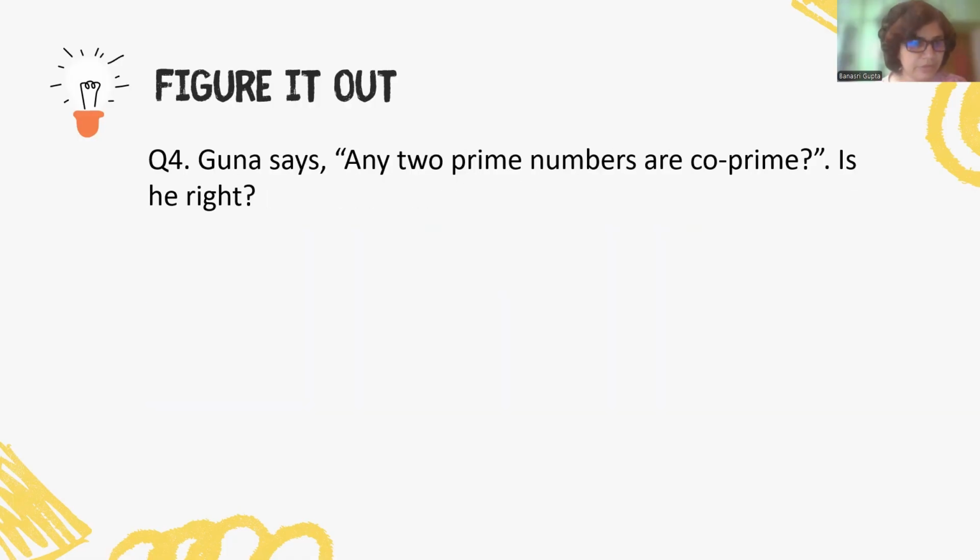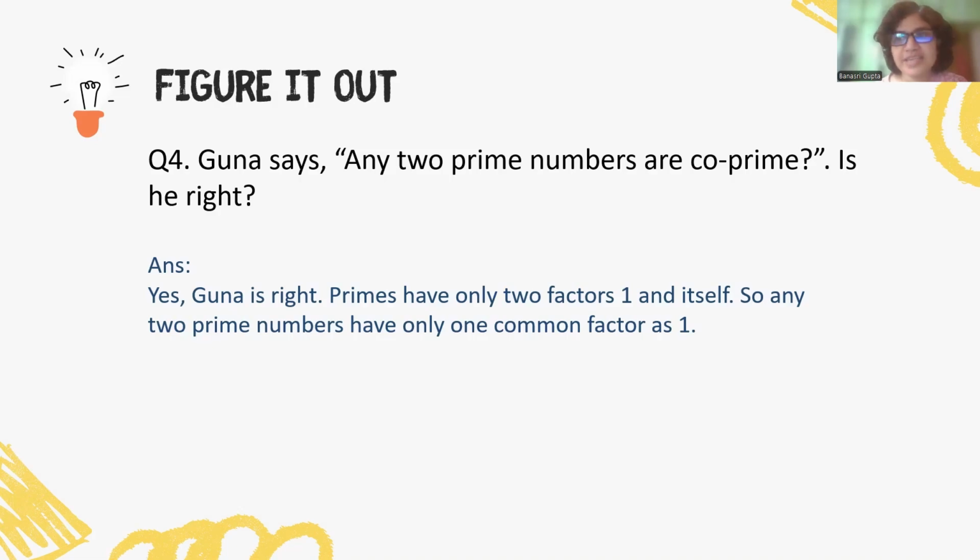Let's see the fourth problem. Guna says any two prime numbers are co-prime. Is he right? What do you think? So yes, Guna is right. Primes have only two factors, 1 and itself. So any two prime numbers have only one common factor, 1. So they don't share any other prime factors. So they are co-prime. Always two primes will be co-prime.